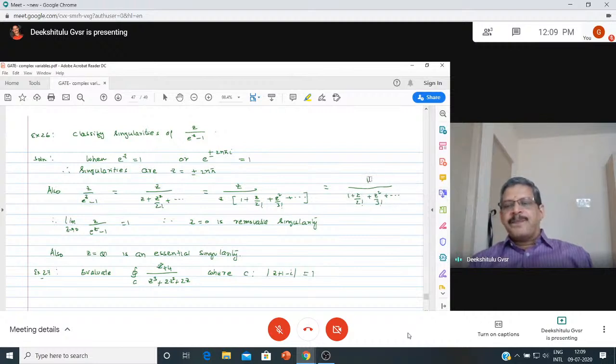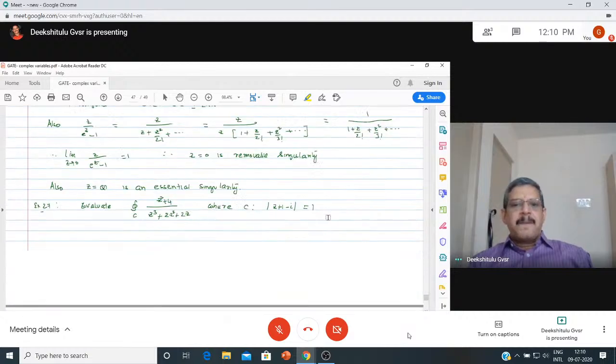Now is z equal to 2n pi i a singularity here? No. z equal to 2n pi i is not a singular point now. If you define f of z by cancelling this z, this is the same as this expression. So when you consider this as f of z, you don't see that 2n pi i is a singular point here. So that means, for z by e power z minus 1, z equal to 0, we remove the singularity.